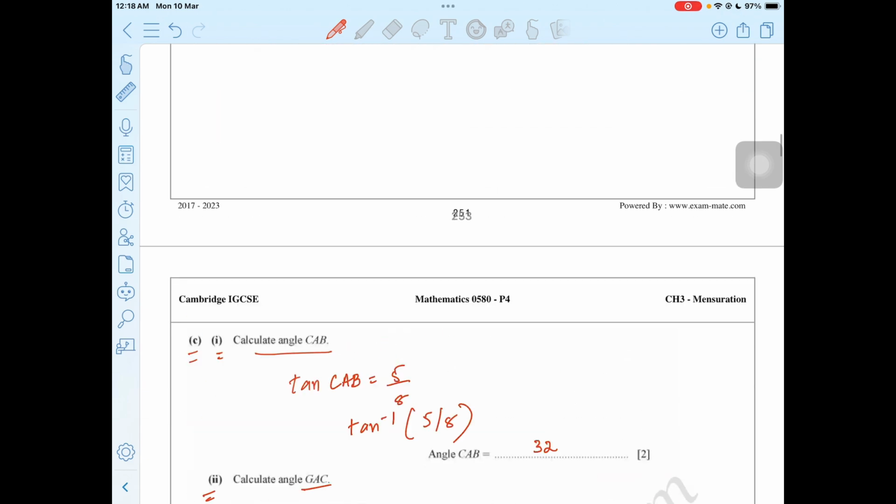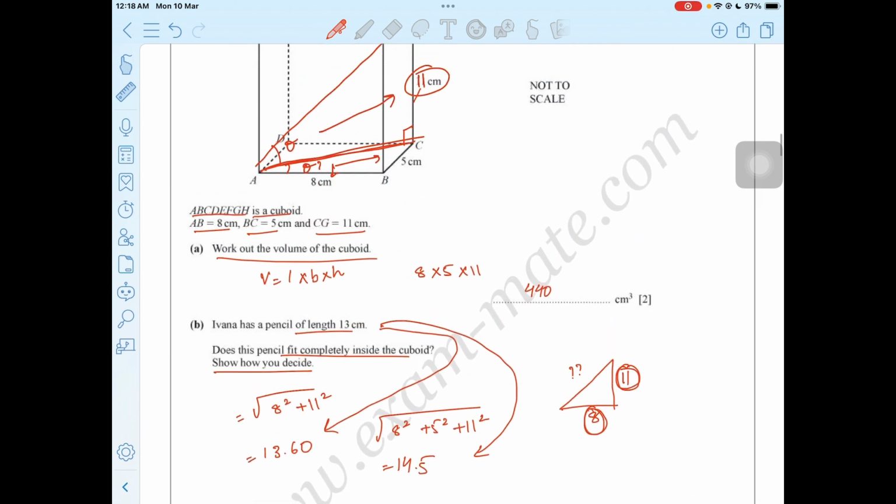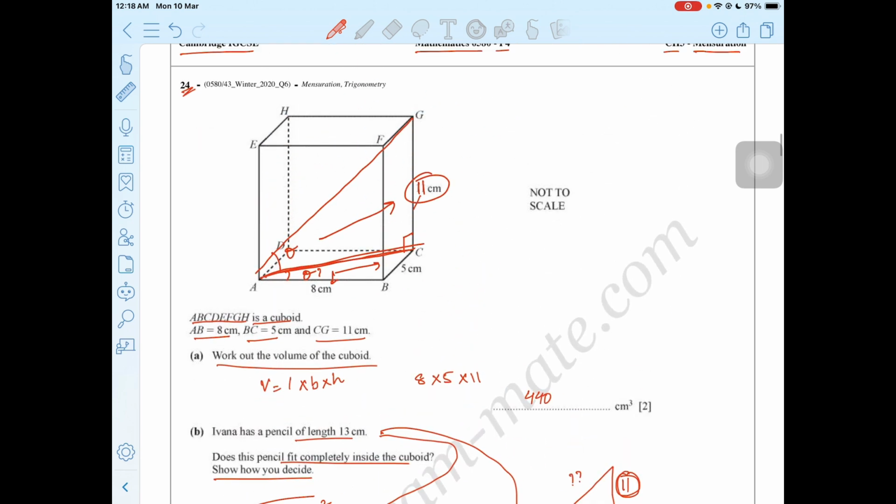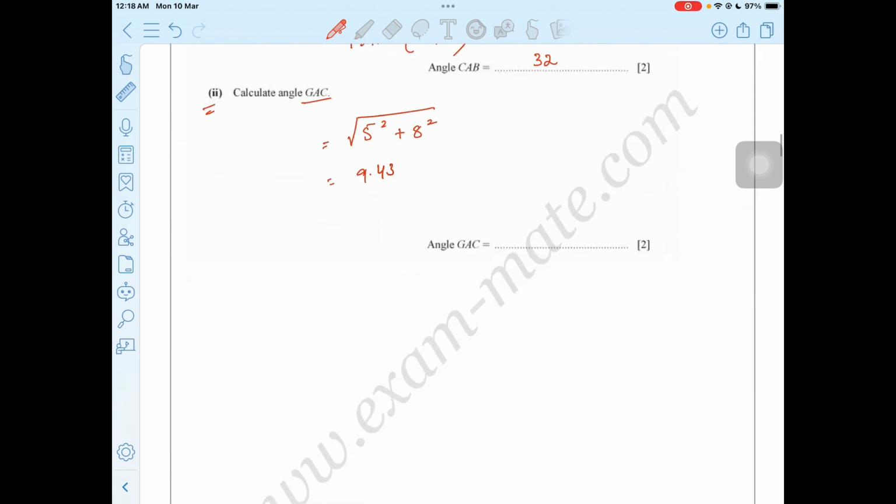So let's take AC. We have AC as the square root of 5 squared plus 8 squared. So this would be 9.43. Then we have 11, so we use tan inverse of 11 over 9.43, and we get our answer as 49.4.